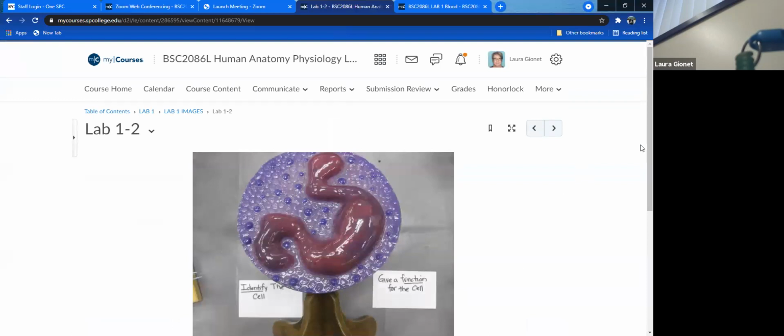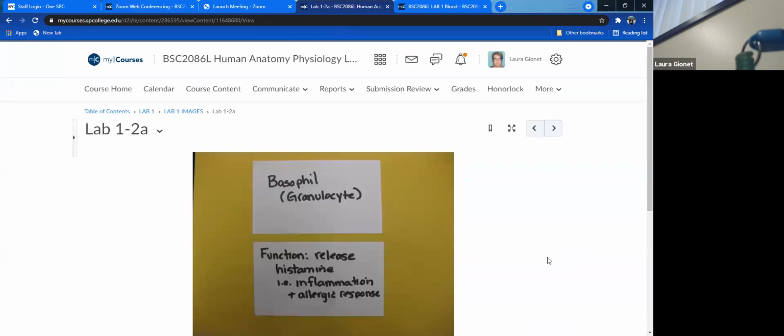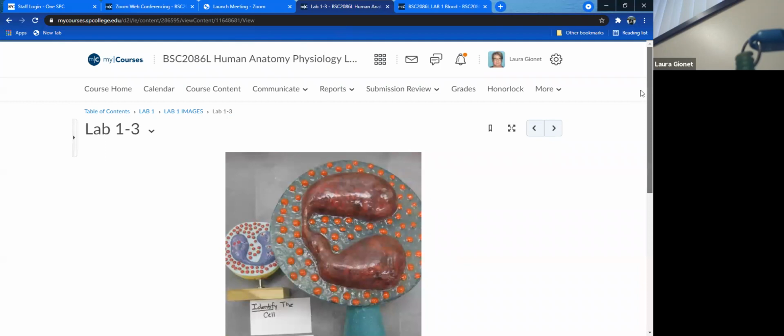All right, then we have a white blood cell on a stick. This is a model of a basophil. Right? So it says identify the cell and give a function. It's a basophil, releases histamine, heparin. I would know heparin also, not just histamine. It increases inflammation and your allergic response. That's why you take antihistamines when you have an allergy, because you're trying to offset the basophils or what are called mast cells.